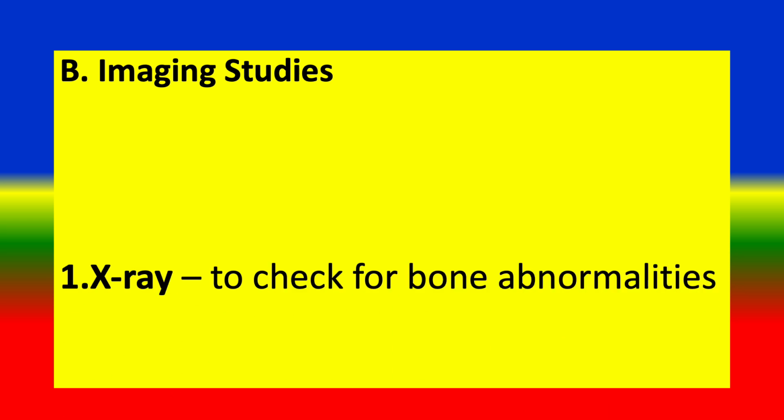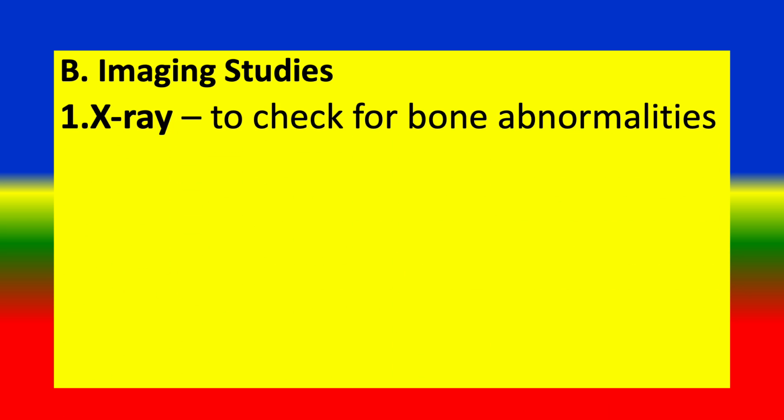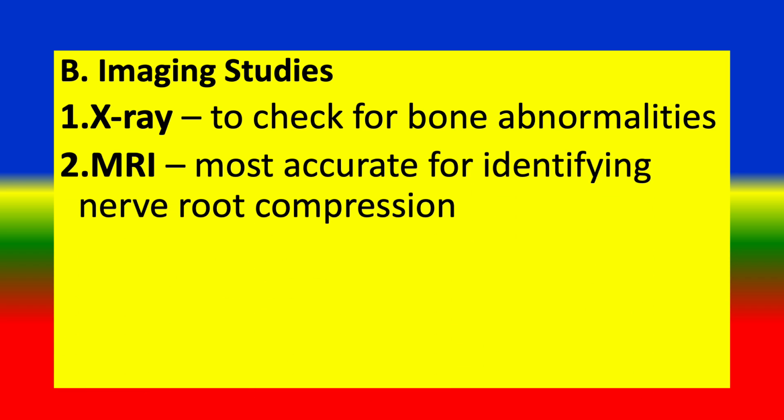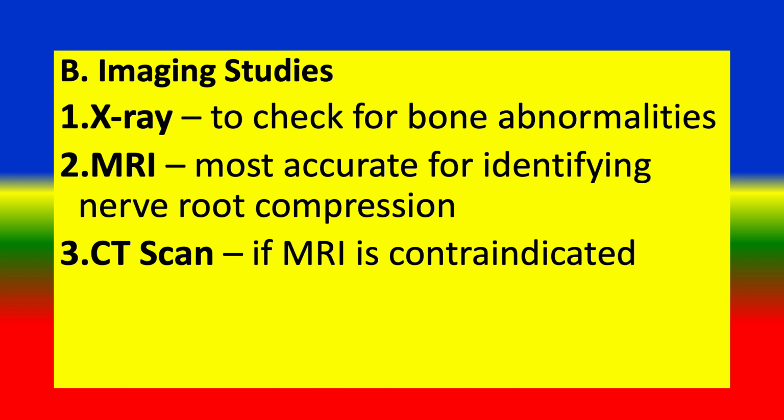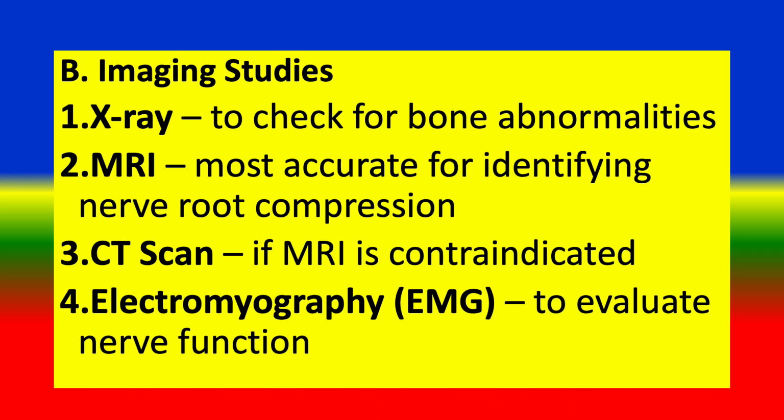B. Imaging studies. 1. X-ray to check for bone abnormalities. 2. MRI, most accurate for identifying nerve root compression. 3. CT scan if MRI is contraindicated. 4. Electromyography, EMG, to evaluate nerve function.